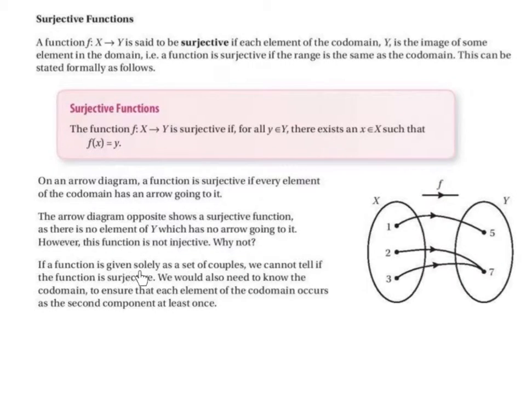If a function is given solely as a set of couples, we cannot tell if the function is surjective. We would also need to know the codomain to ensure that each element of the codomain occurs as the second component at least once.